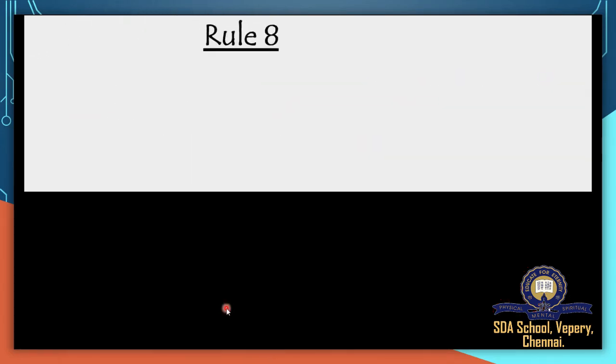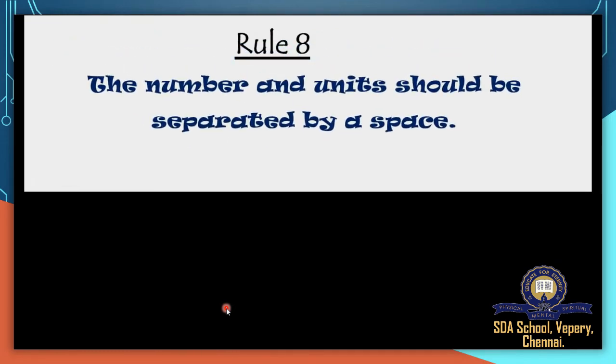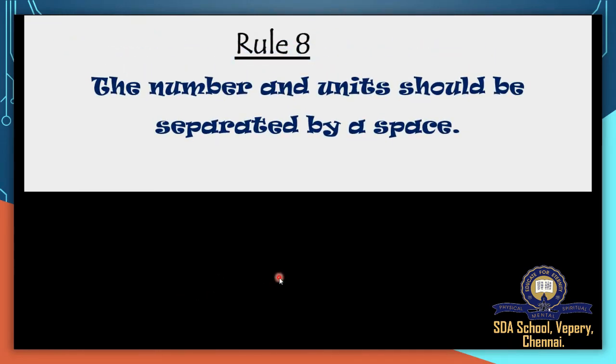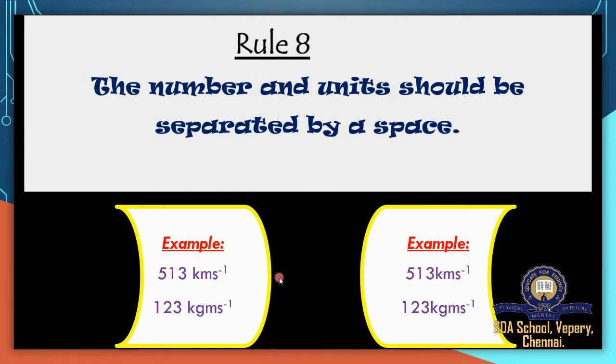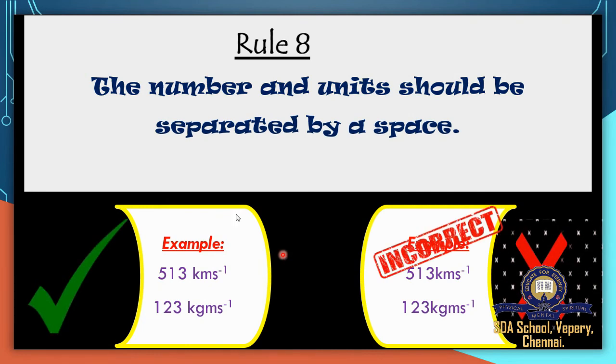Rule number 8. The number and units should be separated by a space. I have given you two examples. Which one is correct? Which satisfies this rule? It should be separated by a space. The number and the unit should have a space in between. Here it doesn't have a space. So which example is correct? Yes, this is the correct example.